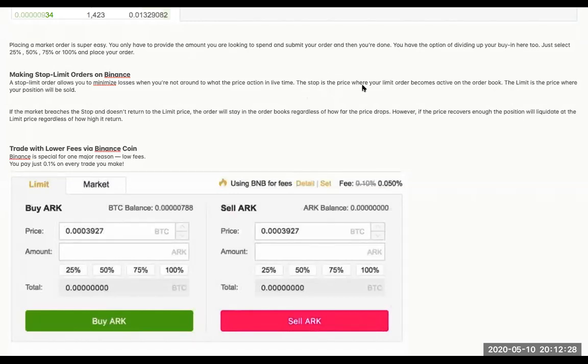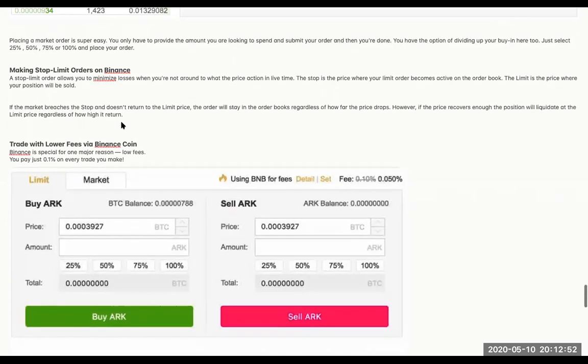So the stop is the price where your limit order becomes active on the order book. The limit is the price where your position will be sold. If the market breaches the stop and doesn't return to the limit price, the order will stay in the order book regardless of how far the price drops. However, if the price recovers enough, the position will liquidate at the limit price regardless of how high it returns.